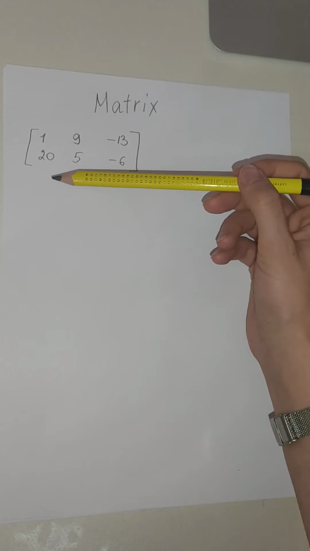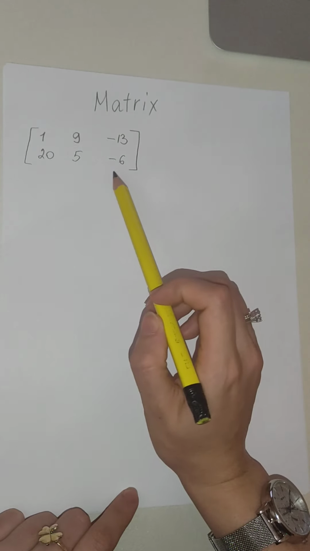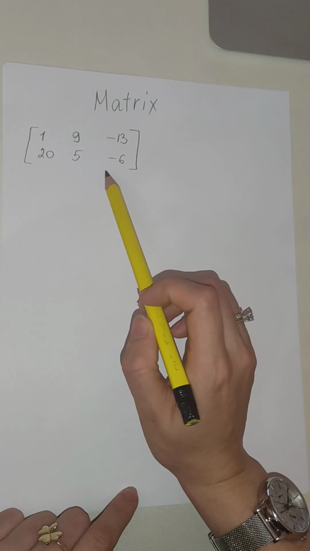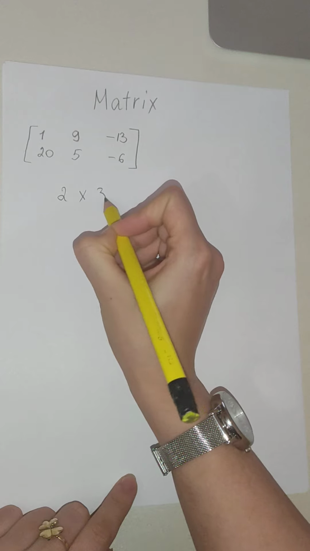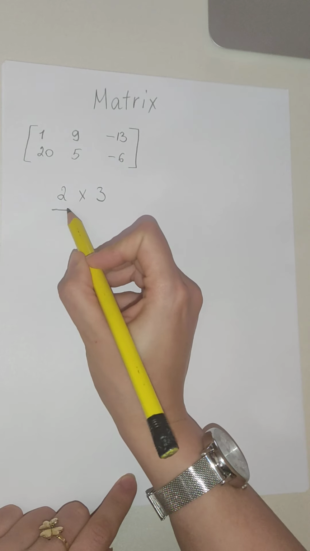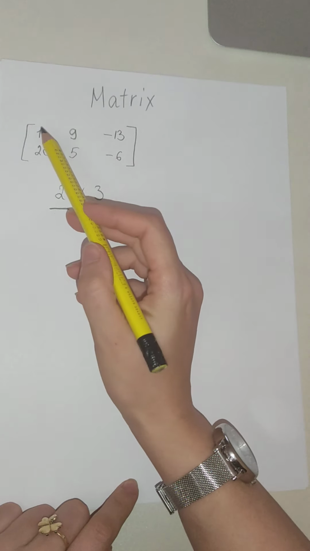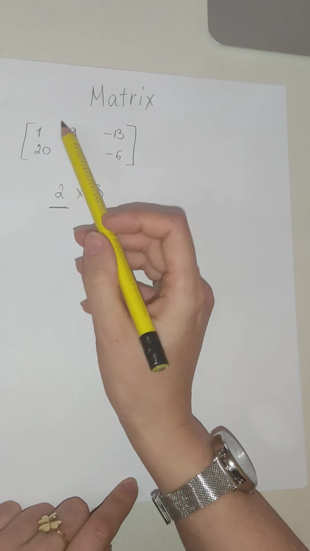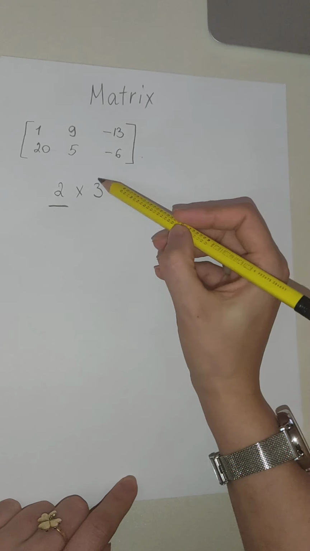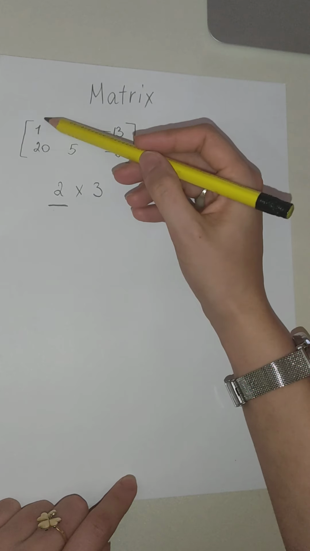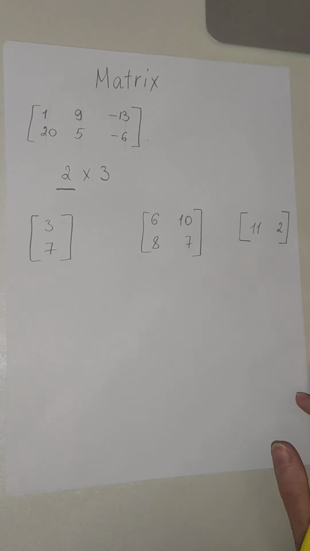For example, the dimension of the matrix below is 2 by 3. This first number represents the number of rows. As you see, there are 2 rows and 3 columns.